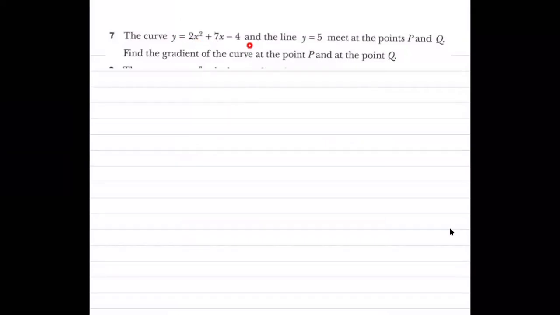We have been given the curve and this is the line. There's a quadratic curve and there is a horizontal line. The line and the curve meet at the points P and Q. We are asked to find the gradient of the curve at the point P and at the point Q. So in order to find the gradient at these points, I'll have to find the derivative or the gradient function first. But also I need to know what are the coordinates of P and Q. What are the x coordinates of P and Q?